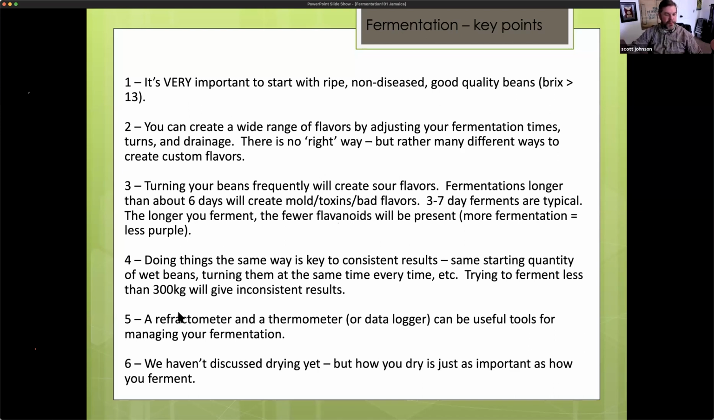There are some simple pieces of equipment that will be really helpful for you in understanding your fermentation. The refractometer we talked about, and a thermometer or a data logger. You can buy both of those things for less than $50 and they will be just super helpful in helping you manage your fermentation. And we'll talk about drying on Friday, and I'll give you some tools that you can use there.